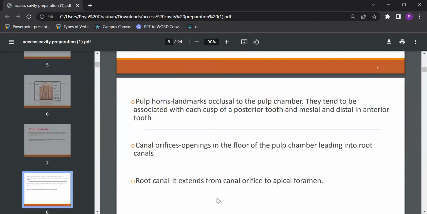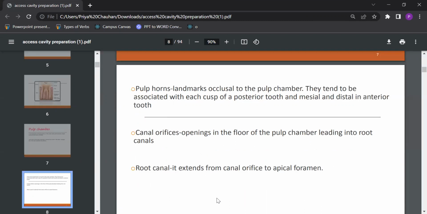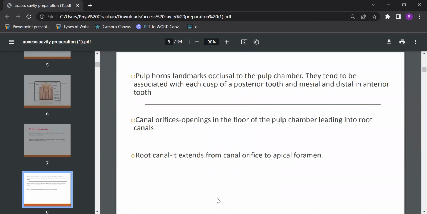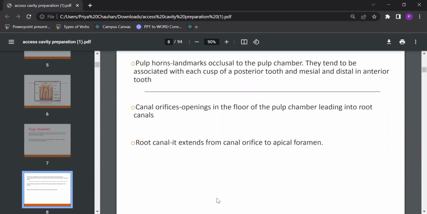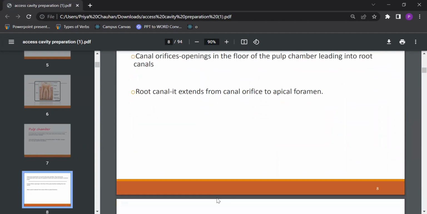Pulp horns are landmarks occlusal to the pulp chamber. They tend to associate with each cusp of posterior teeth, and mesial and distal in anterior teeth. Canal orifices are openings in the floor of the pulp chamber leading into the root canals. The root canal extends from the canal orifices to the apical foramen.